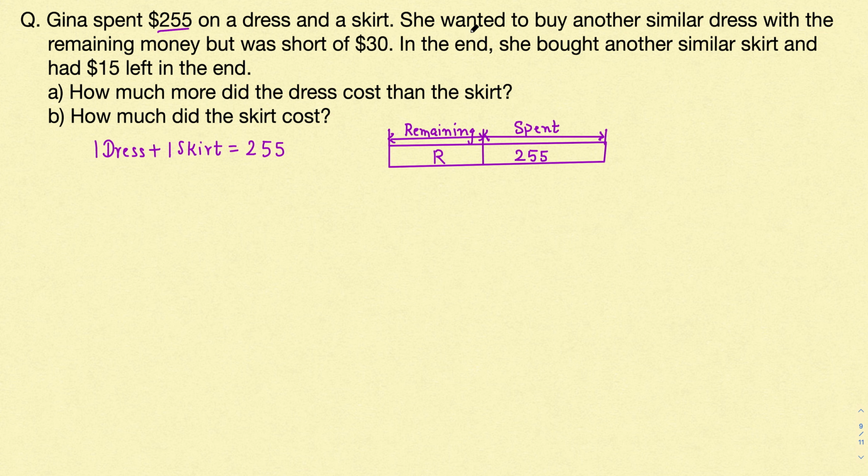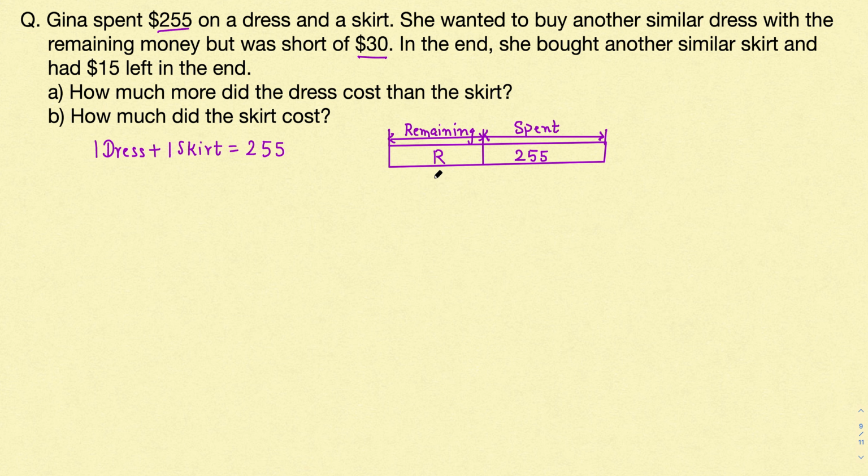So see here, it said she wanted to buy another similar dress, right? So whenever they say similar dress or similar skirt, what they are trying to tell you is that the cost of the dress is the same as the cost of the dress she has already bought. So we are talking about the same dress. The cost is the same. That's why they are saying similar dress. Now she wanted to buy another dress, same dress of same cost, but she was short of $30, right?